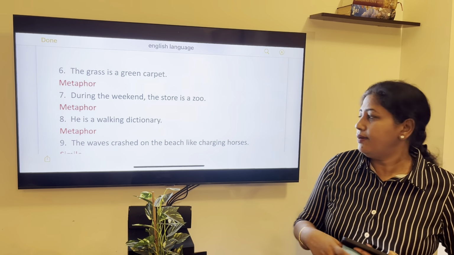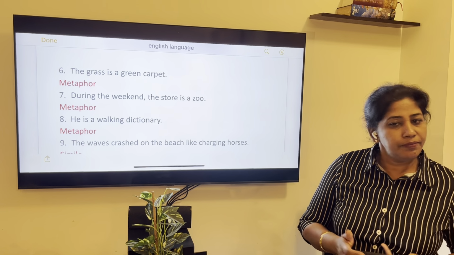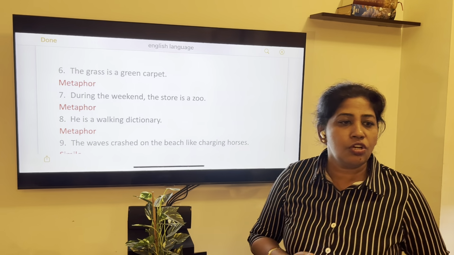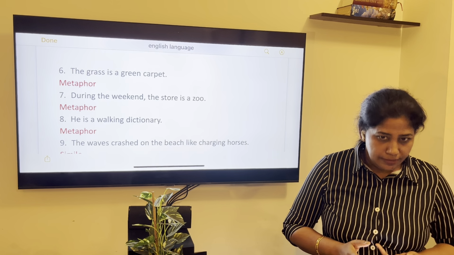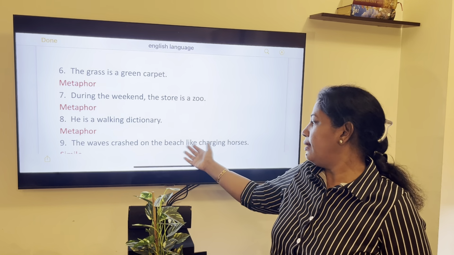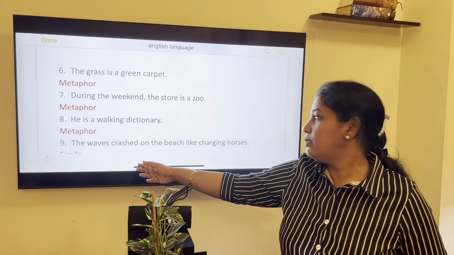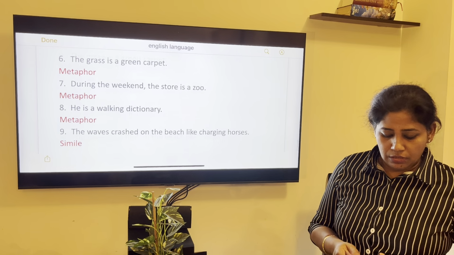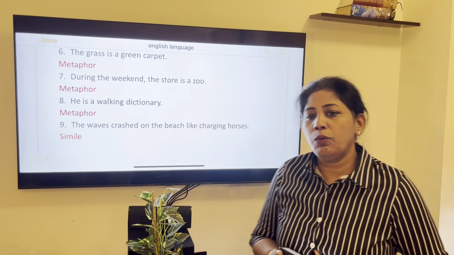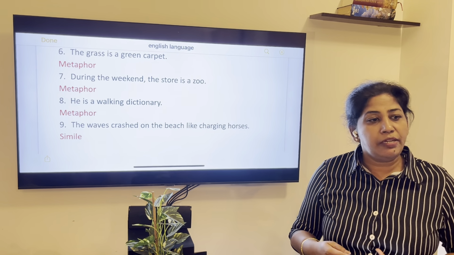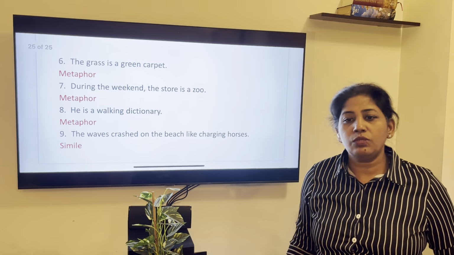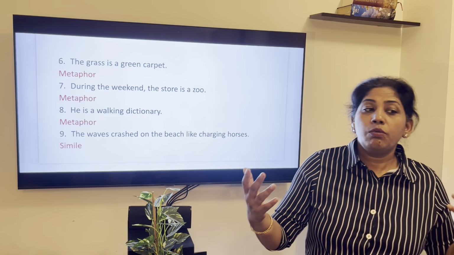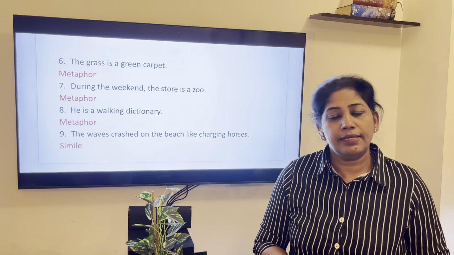Very good. Well done. He is a walking dictionary. Metaphor. The waves crashed on the beach like charging horses. Use of like. So here the comparison is between the waves and the charging horses. Simile. So are we clear with what is a simile and what is a metaphor? Comparison of two things with the use of words like and as is simile. Comparison of two things without the use of words like and as is a metaphor.